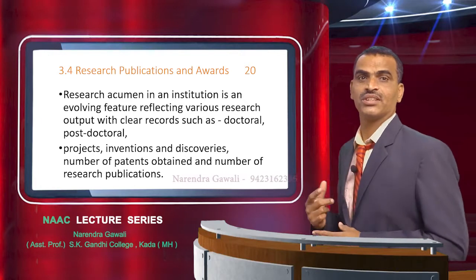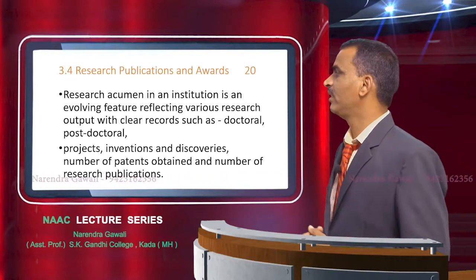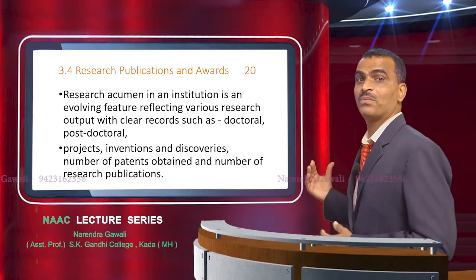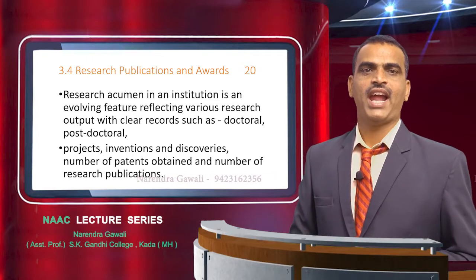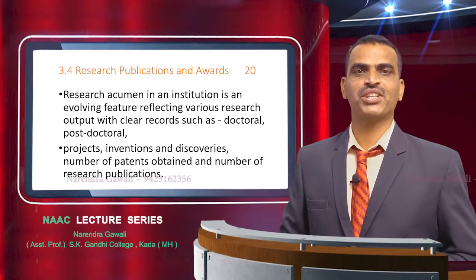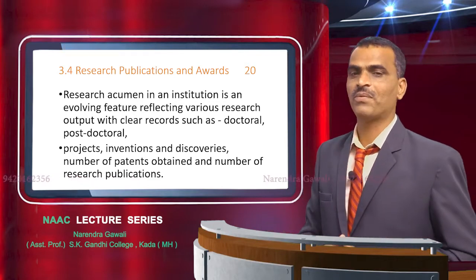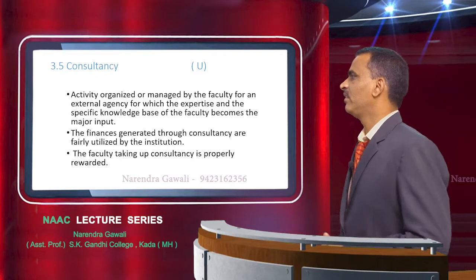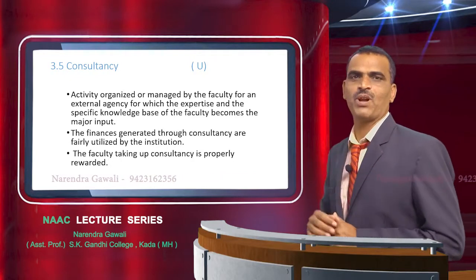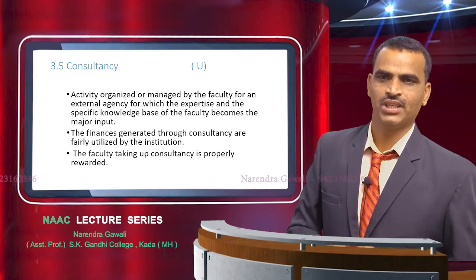What are the inventions from this research, new inventions or discoveries? Then the number of patents is very important. How many patents you have obtained from this research, and the number of research publications. What is the number of publications? These are the outcomes of research, publications, or what are the awards. Then we come to 3.5. It is applicable to university only, not to UG and PG colleges.